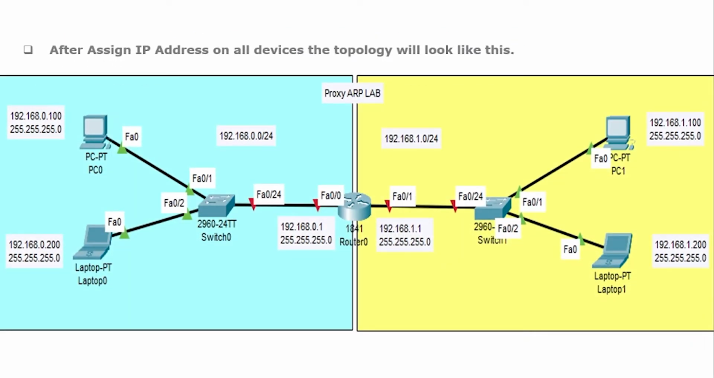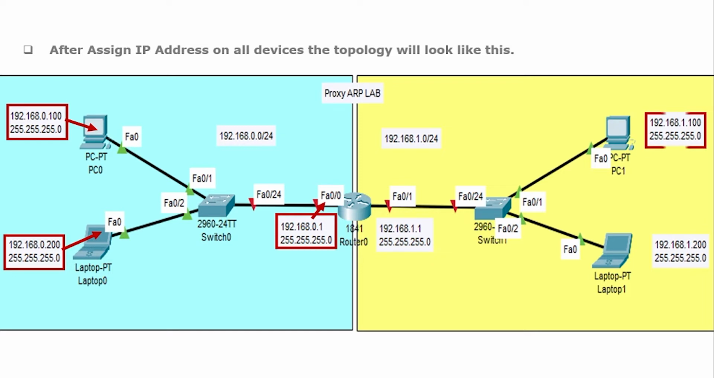After assigning the IP address on all the device, the topology will look like this. So here in this diagram, I have mentioned the IP address and the subnet mask of the devices. For router fast Ethernet 0/0, I am using 192.168.0.1 as a gateway for 0 network. For 192.168.1 network, I am using 192.168.1.1 as a gateway IP address.